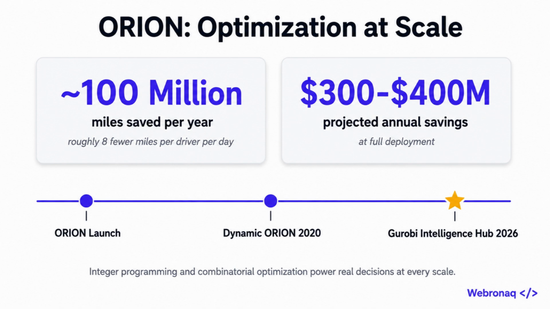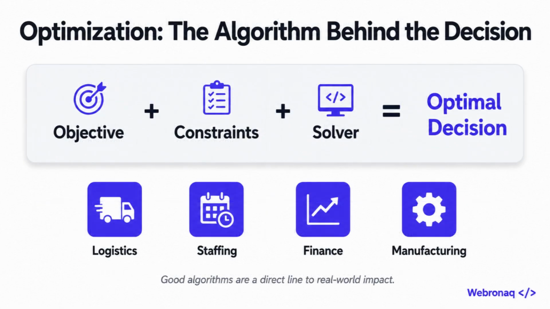The results are concrete. ORION cuts roughly 100 million miles driven per year across the fleet, about 8 fewer miles per driver per day. By the mid-2010s it had already saved UPS hundreds of millions of dollars, with projected annual savings in the range of $300 to $400 million. And the tools keep getting sharper. More recently, Gurobi launched its Intelligence Hub, bringing AI-guided workflows so engineers can build production-quality optimization models faster than ever before.